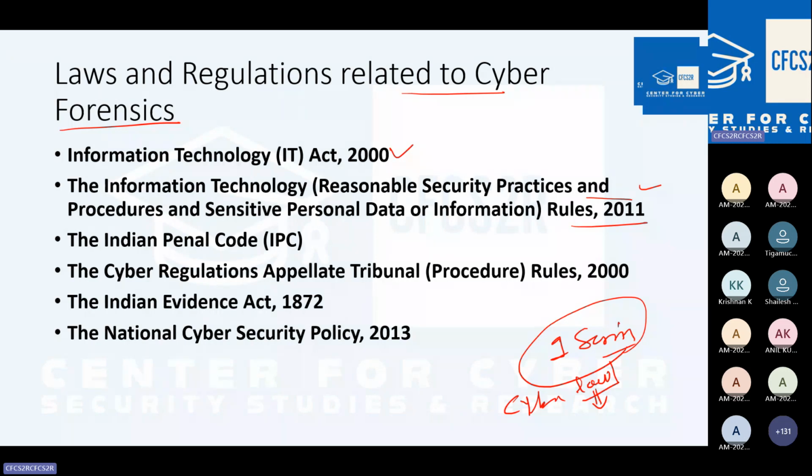Then, while you are examining any system, you will have a keen focus on that particular evidence because you know that this evidence can be helpful in the court of law. So understanding the law is a very important part of it. Then I have already told you IPC, Indian Penal Code. Then we have the Cyber Regulation Appellate Tribunal, Indian Evidence Act, National Cyber Security Policy 2013. Okay, so these are the important laws, I would say.